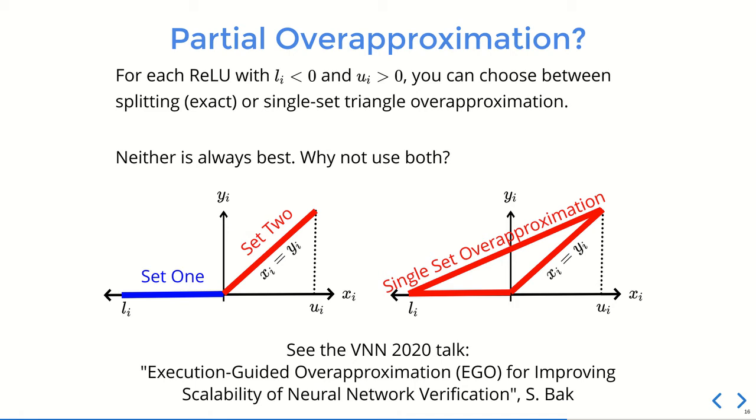This is sort of an additional thing you could think of where, instead of splitting or doing over approximation, why not do splitting on some neurons and over approximation on other neurons? That's definitely a good way to do it. But this talk is really about exact analysis.